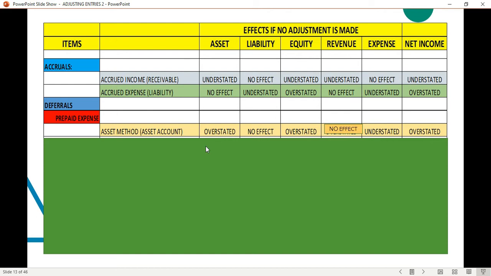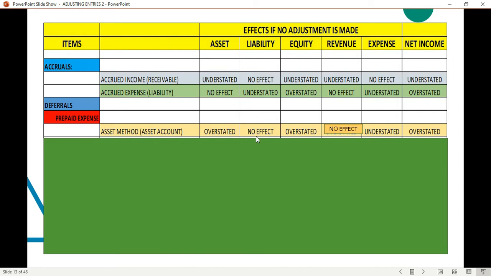Now, what will happen if you were not able to adjust your prepaid expense and you are using the asset method? Take note, we are talking about prepaid expense, so the accounts affected are assets and expense. What will happen to your asset if you were not able to prepare the adjusting entry? Your asset will be overstated since you were not able to recognize the expense portion.